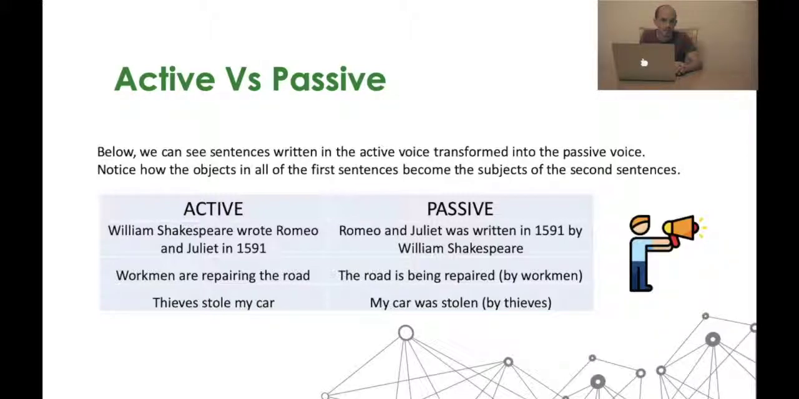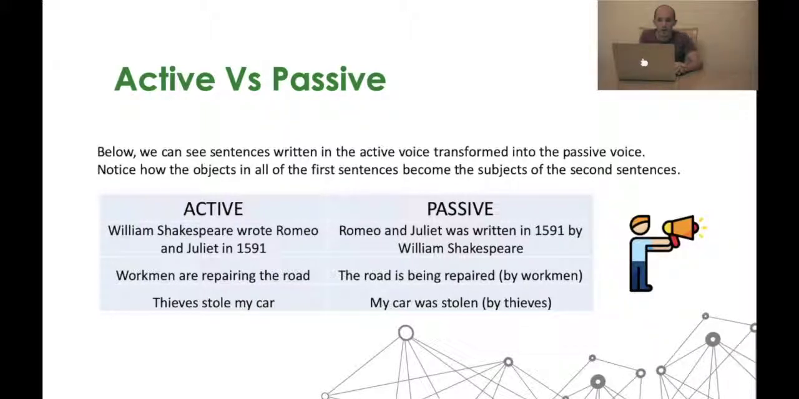So active versus passive, let's look at some examples. Below on the left-hand side, we can see sentences written in the active voice. On the right-hand side, we can see the same sentences transformed into the passive voice. Notice how the objects in all of the first sentences become the subject of the second sentences. Let's look at them one by one.